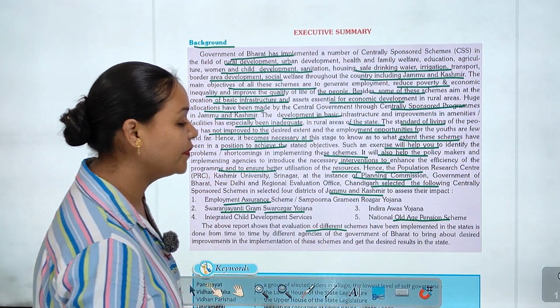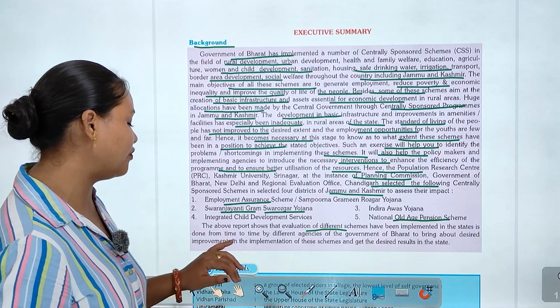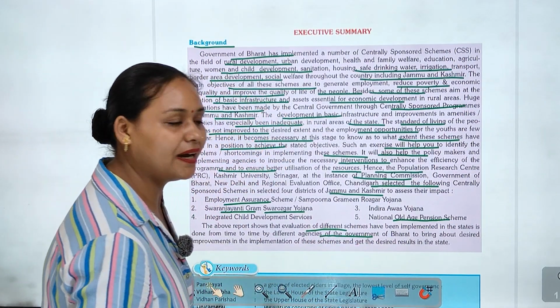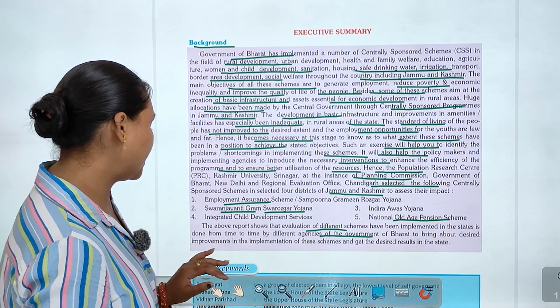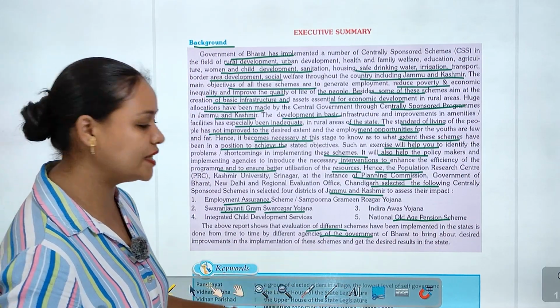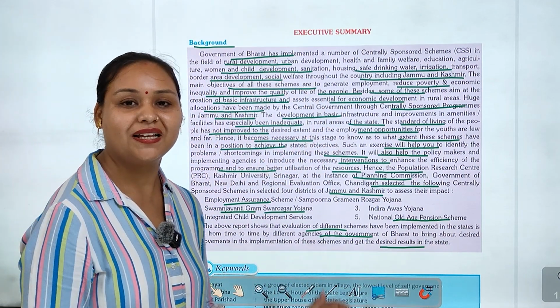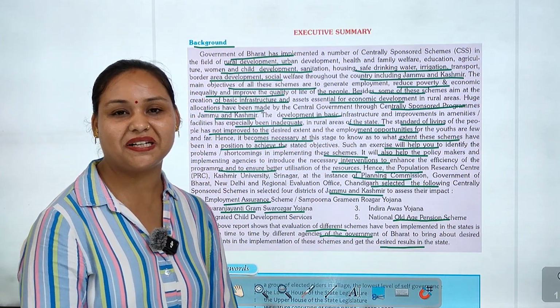चलिए, the above report shows the evaluation of the different schemes that have been employed in the state from time to time by different agencies of the government of India to bring about desired improvement in the implementation of these schemes and get the desired result in the state. Okay. Now, kids, this chapter is completed.